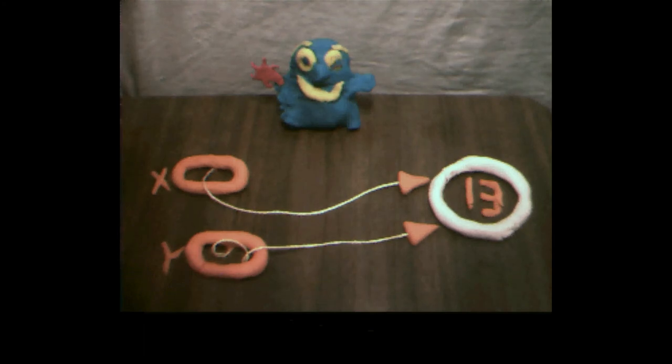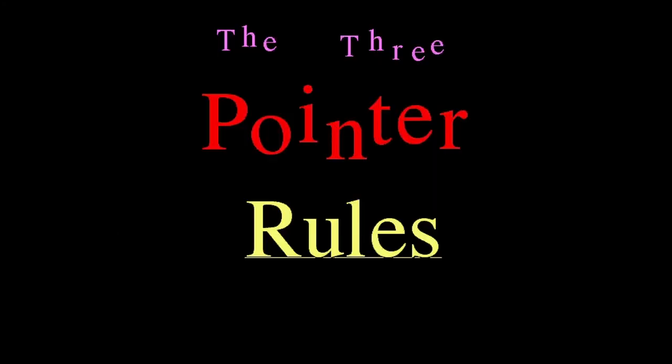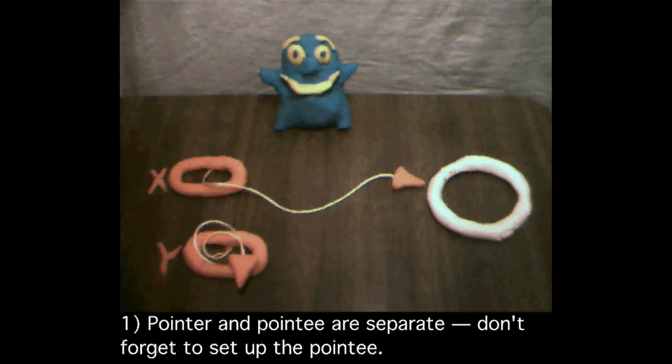Oh, look, we're out of time. But... Just remember the three pointer rules. Number one, the basic structure is that you have a pointer, and it points over to a pointee. But the pointer and pointee are separate, and the common error is to set up a pointer, but to forget to give it a pointee.